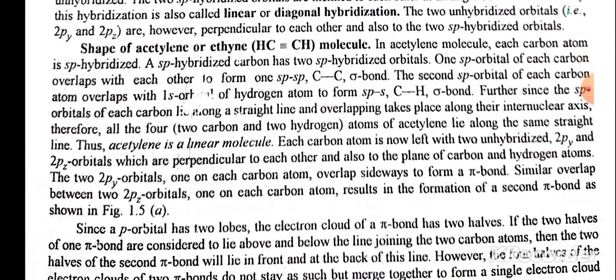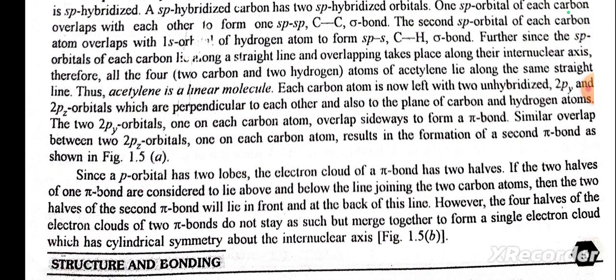The shape of the acetylene molecule. In the acetylene molecule, each carbon atom is sp hybridized, and each sp hybridized carbon has two sp hybrid orbitals. The sp orbital of each carbon overlaps with the other to form a sigma sp-sp bond, and the second sp orbital overlaps with the 1s orbital of hydrogen to form the sigma sp-s carbon-hydrogen bond. The sp orbitals of each atom lie along a straight line and overlap along the internuclear axis, and therefore all the atoms of acetylene lie along a straight line, and thus acetylene is linear.